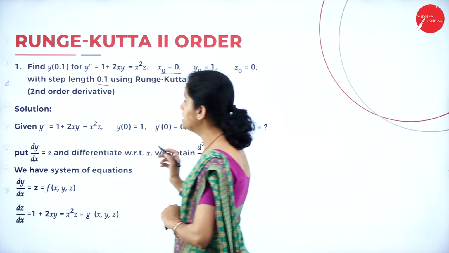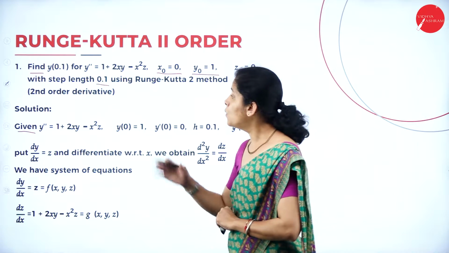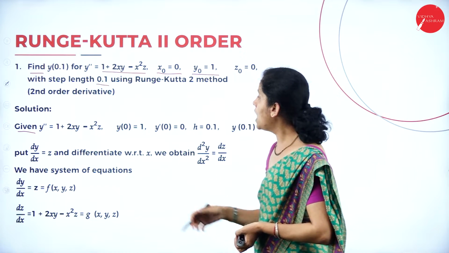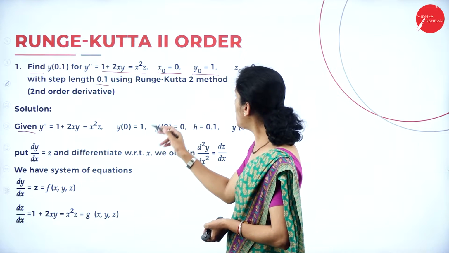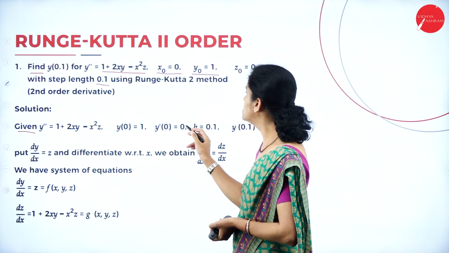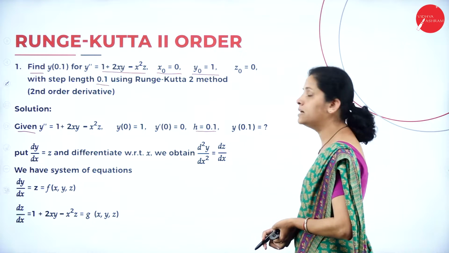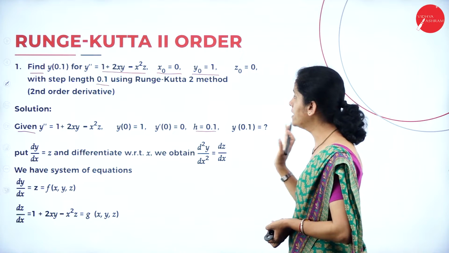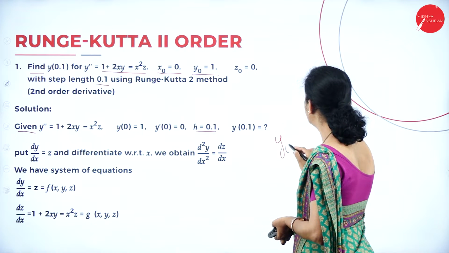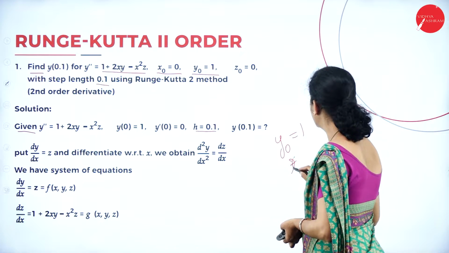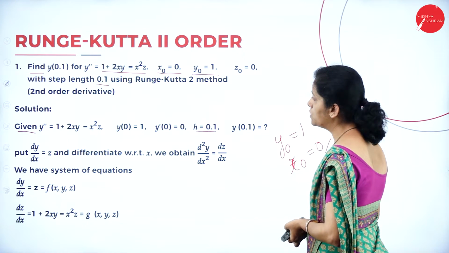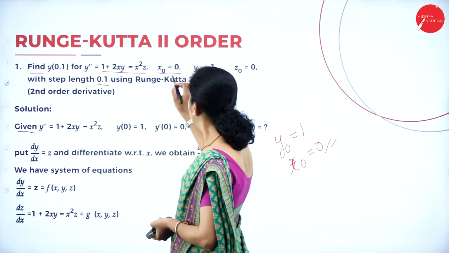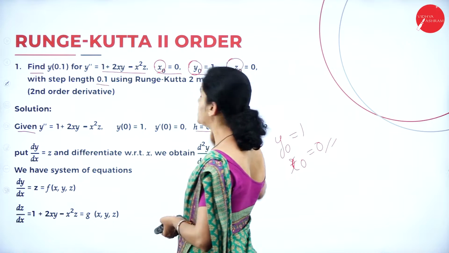So dear students, see here, in the solution, given y double dash equal to this is nothing but my function, and y of 0 is 1, y dash of 0 is 0 and h is nothing but 0.1, and y of 0.1 I want to find out. So what is y of 0? That is 1 and x of 0 is nothing but 0. Now see here, dear student, I have x term, y term as well as z term.